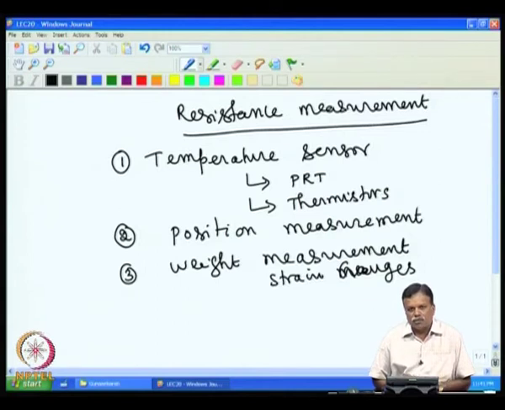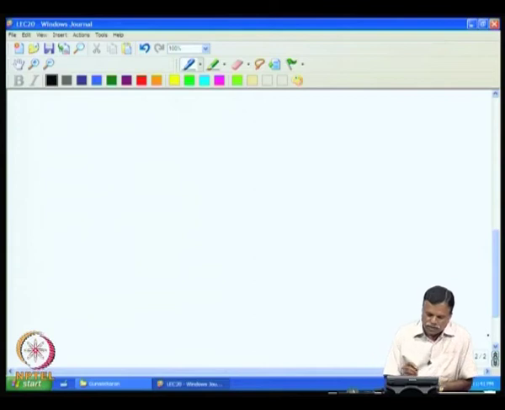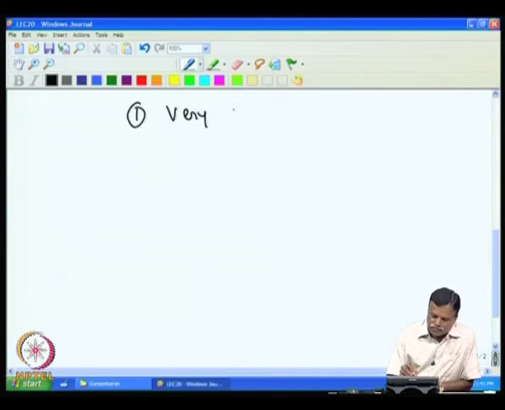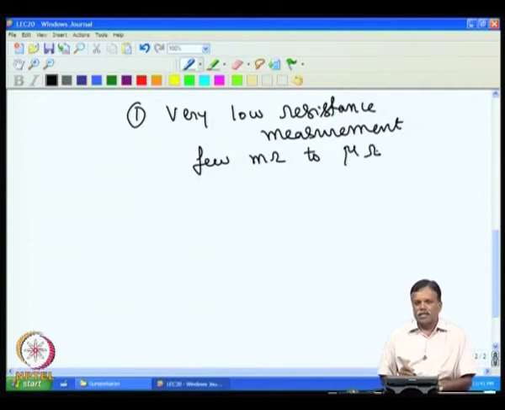So, we will see how to make a signal conditioner for general resistance sensors. That means we divide this resistance measurement into 3 different regions. One is very low resistance measurement. That comes probably from a few milliohms to microohms level of resistance measurement. This is one range we use.